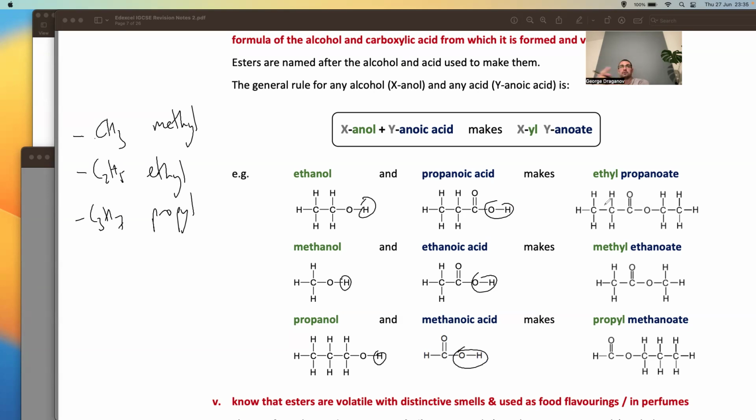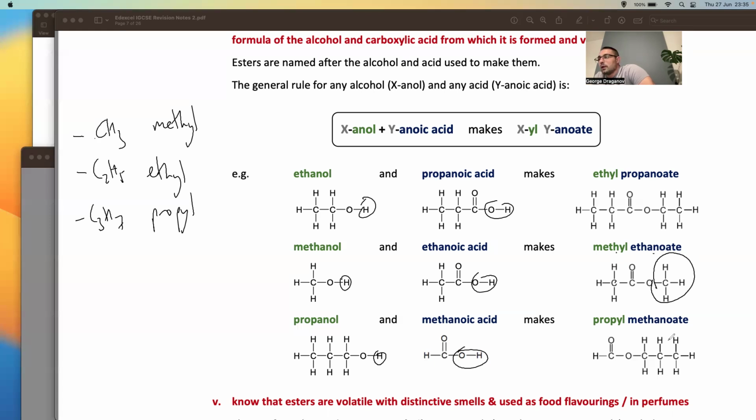It's been twisted, so you have to take that into account. Now, this one, on the alcohol ending, will be ethyl and then propanoate. And the methanol part will be from this part here. It's 1 carbon. It'll be methyl, then 1,2-ethanoate.